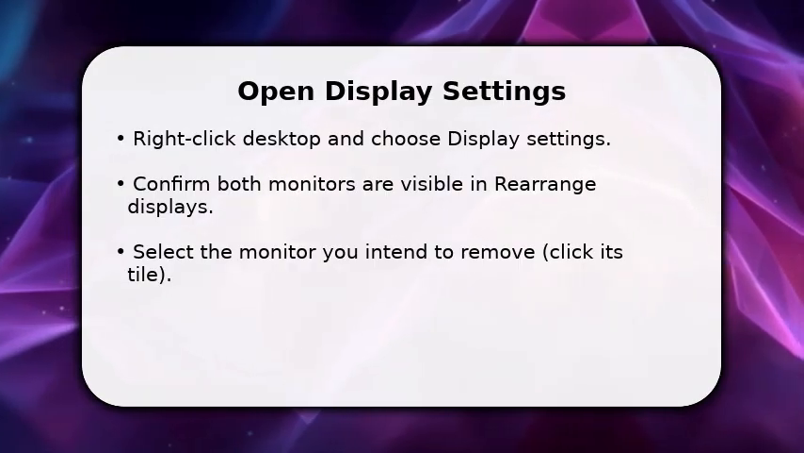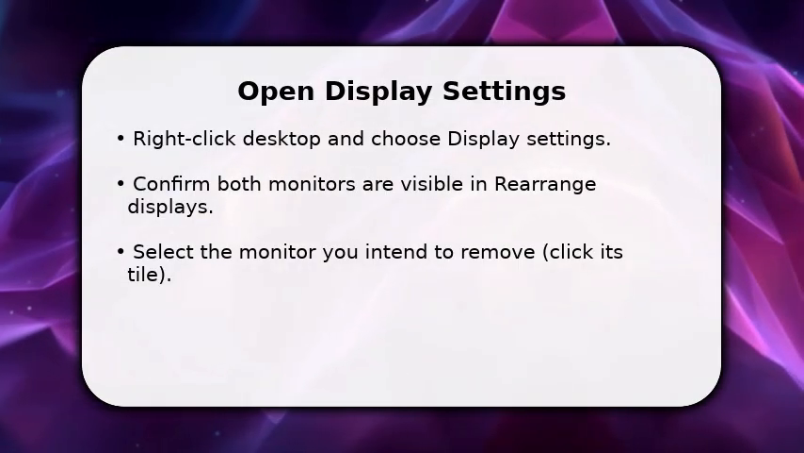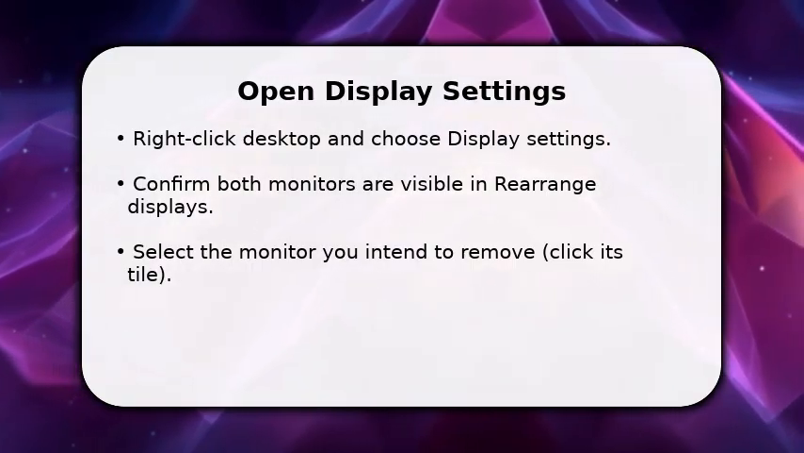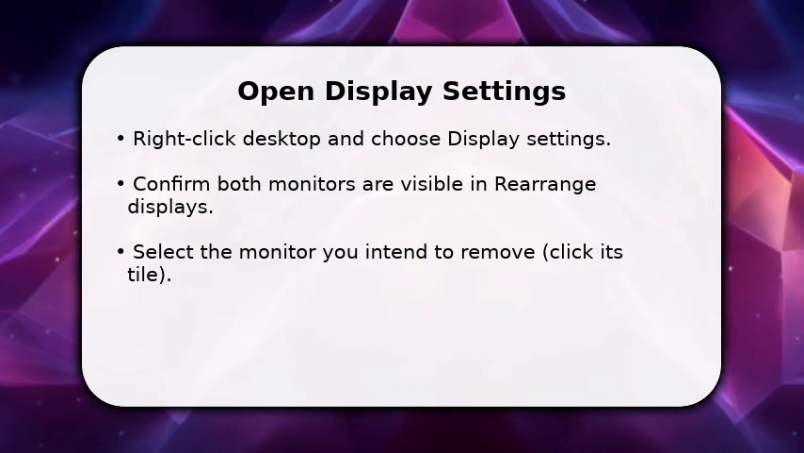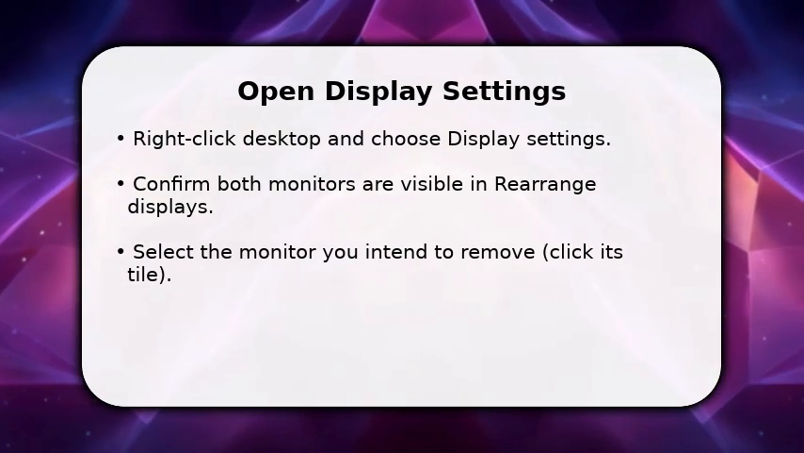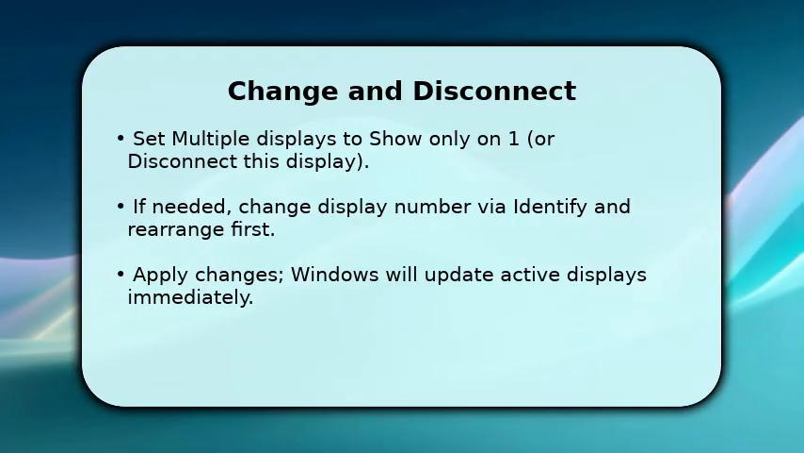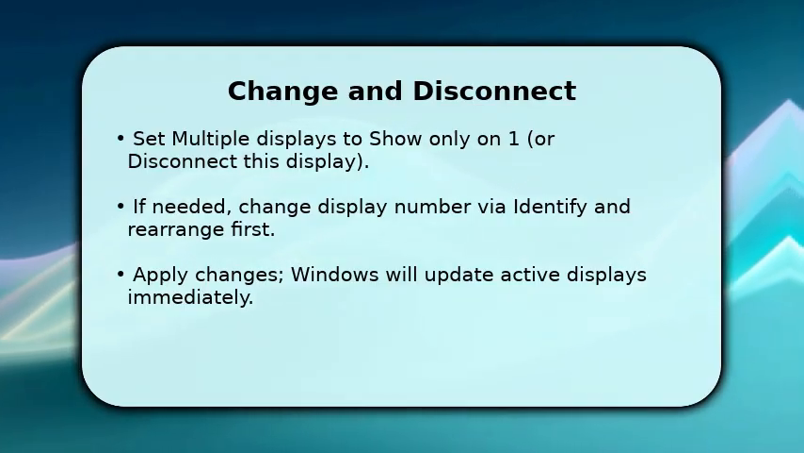This tells you which physical monitor Windows recognizes. If you see duplicate tiles, stop and verify cables. Otherwise, continue to the next step to change display roles and disconnect. Once you've selected the monitor tile, open multiple displays and pick Show Only on One or disconnect this display to remove it from the active desktop.